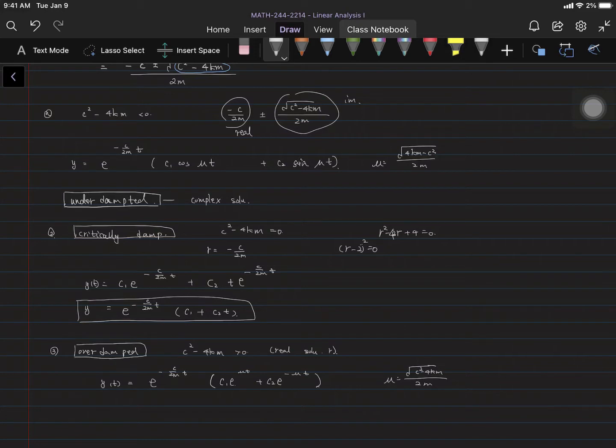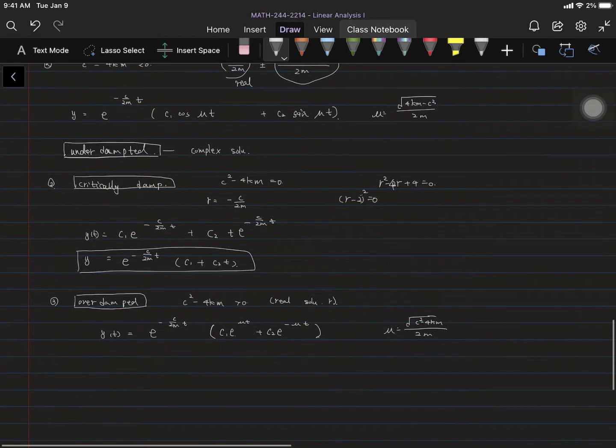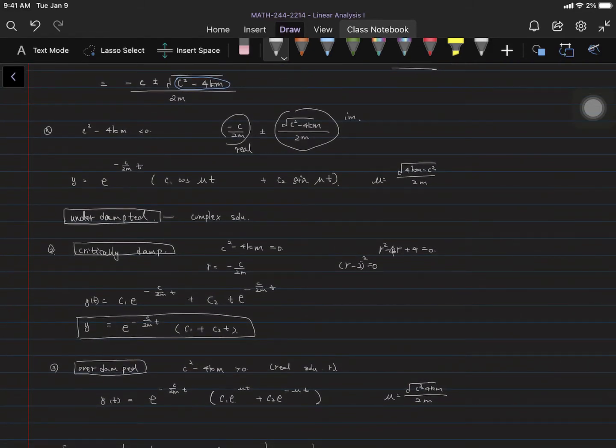And the solution looks complicated, but we want to draw the graph and see what's the meaning of those three cases. So firstly, let's take a look at underdamp. Underdamp means there are two complex solutions. So let's see. For the underdamp, that means two complex solution. And in the last class, we did case A. So you can see here, where's our solution? Solution is given y equals e to something times c1 cosine mu t plus c2 sine mu t.